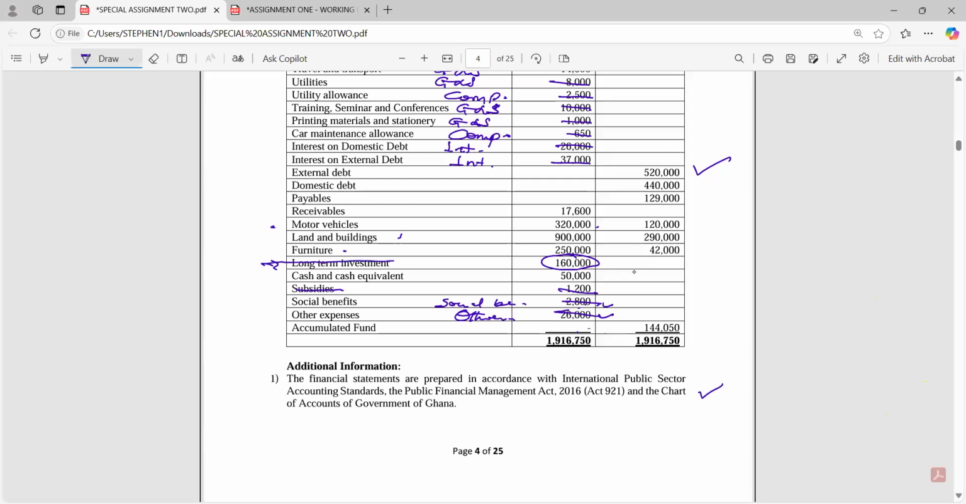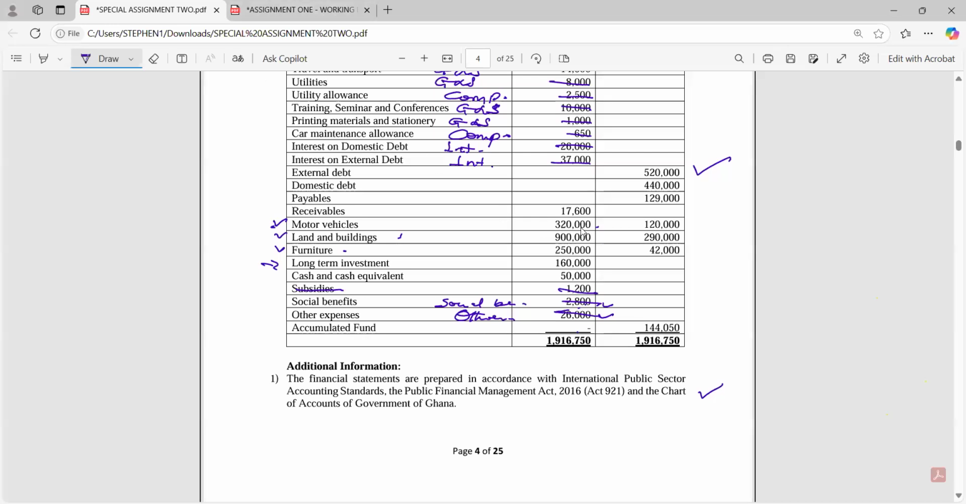Long-term investment shouldn't go to a PPE schedule. That's why we have written it already. It's just the fixed assets, the ones that we can depreciate. We have motor vehicle, land, and furniture. So please, let's quickly go and write them.